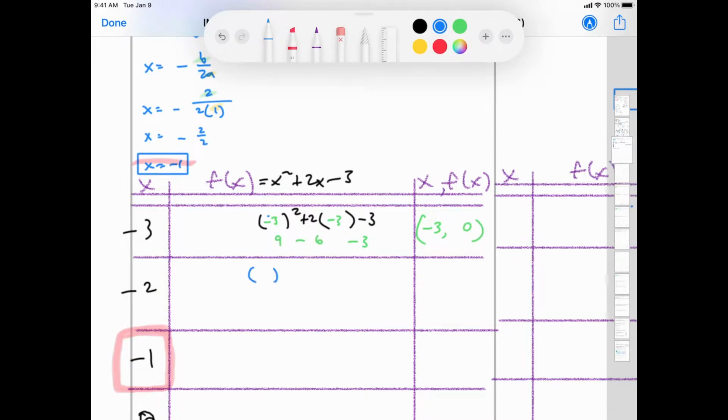Alright, let's go over here, do the same thing for -2. We're replacing every x value now with -2. -2 squared is 4, minus 4, minus 3. So we're going to have -3 as my answer. -2, comma, -3.